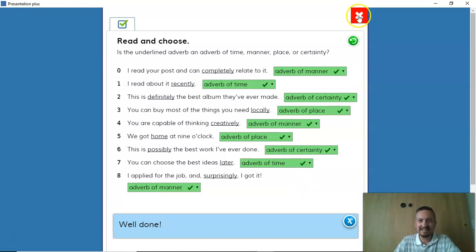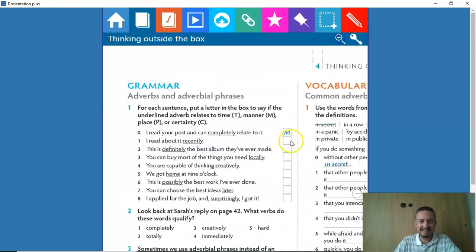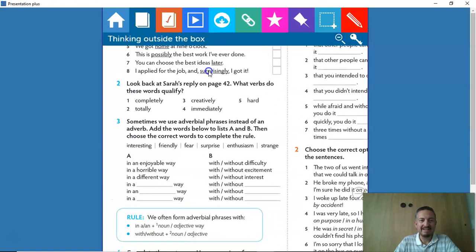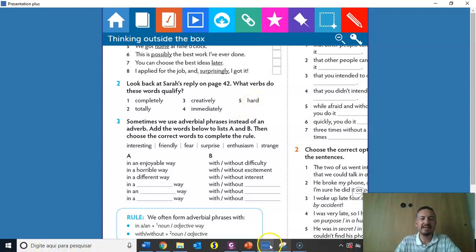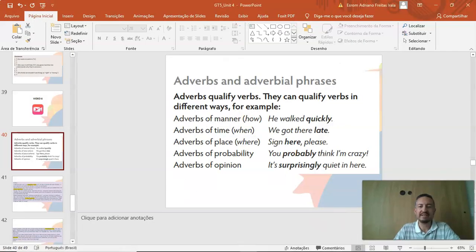Okay, so let's take a look at activity number 2. Look back at Sarah's reply on page 42 in the text. What verbs do these words qualify? So these words qualify some verbs in the text: completely, totally, creatively, immediately, and hard. Let's take a look at the text, okay?